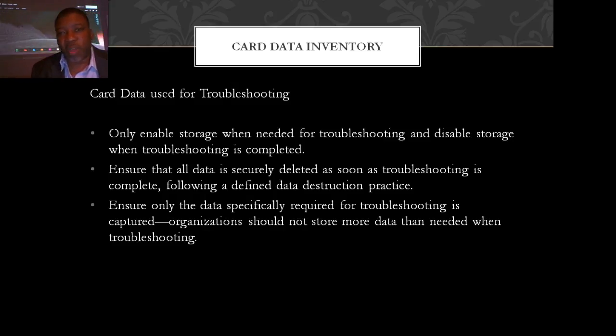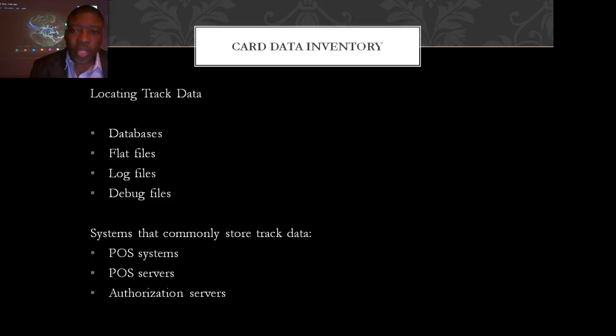So you don't want to just have a whole bunch of data that you're using for testing, but be specific in what you are using and what you are testing. That's the only way that you can have cardholder data. So where may it be? Where may this track data reside in the network? It can reside on databases, flat files, log files, debug files.